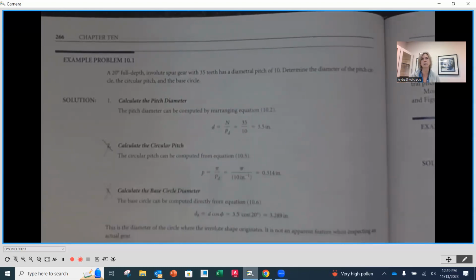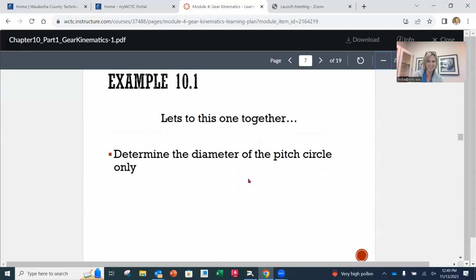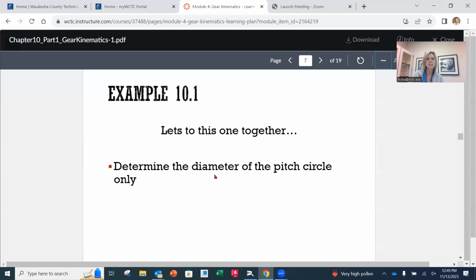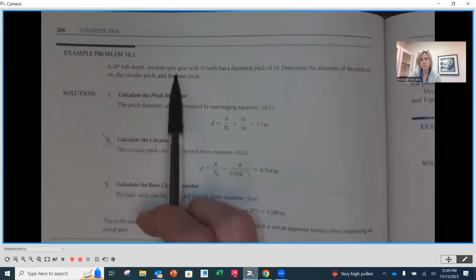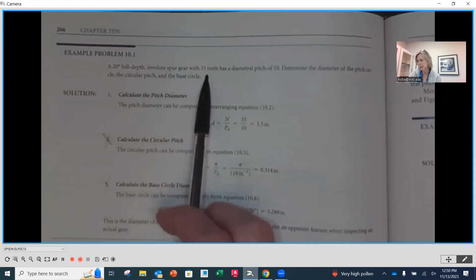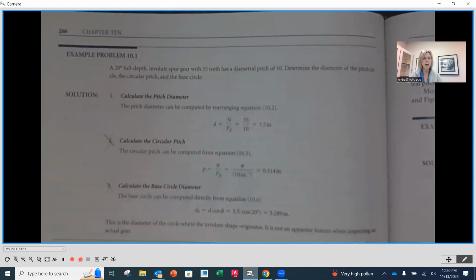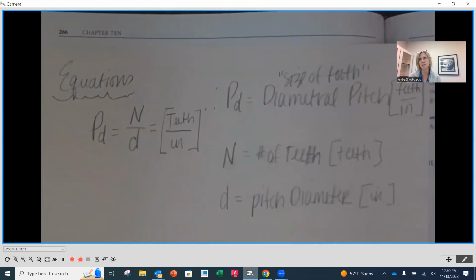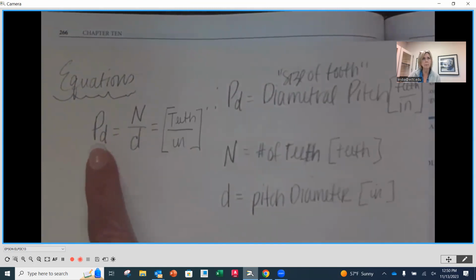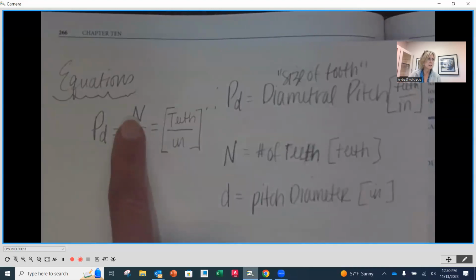As we look at this problem, we want to determine what the pitch diameter is of the gear they describe. First and foremost, we have a 20-degree full depth involute spur gear tooth that has 35 teeth and a diametral pitch of 10. To figure out the pitch diameter, we go back to the equation we'll be using for this application. Diametral pitch is our capital P sub D. Pitch diameter is the small d. And number of teeth is our N.